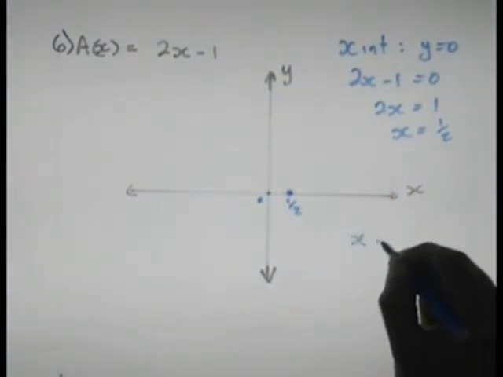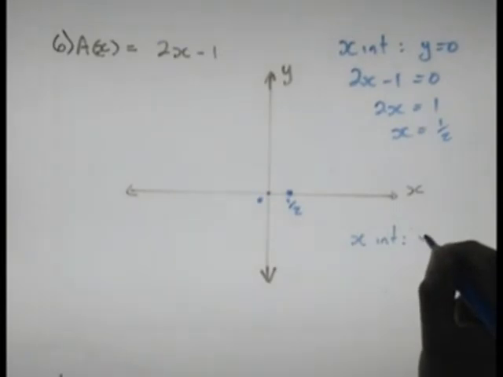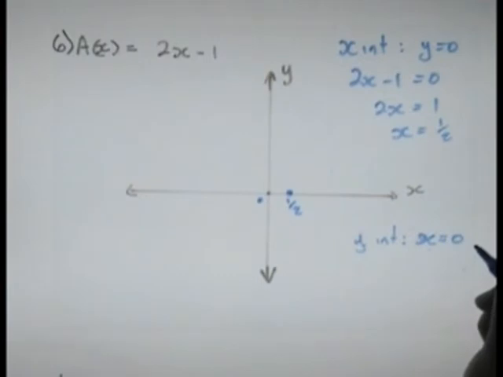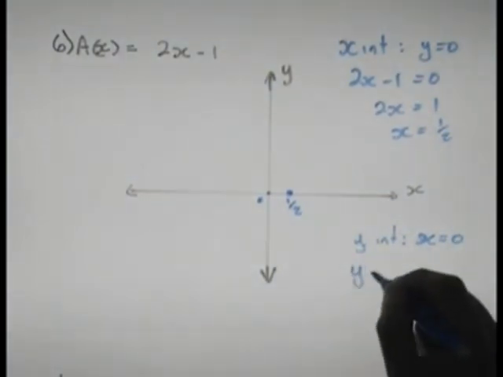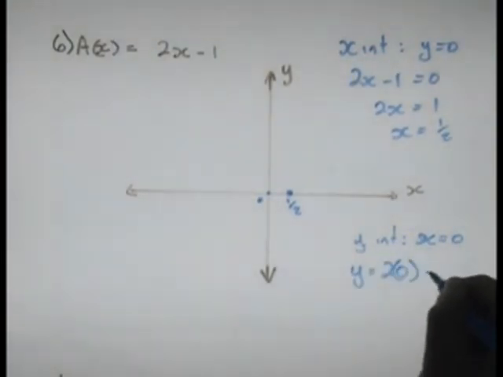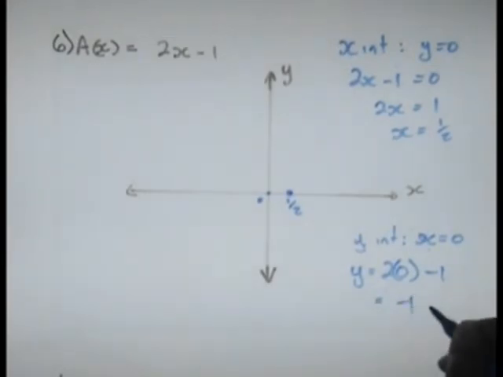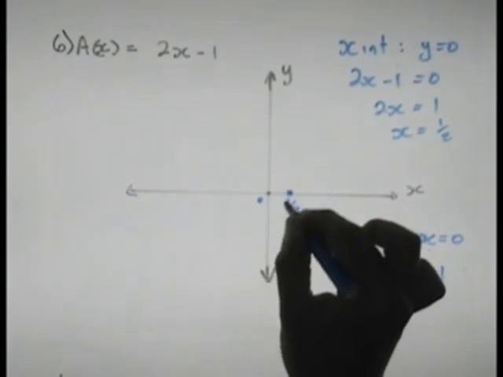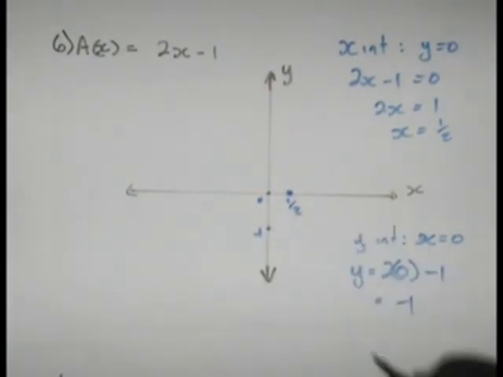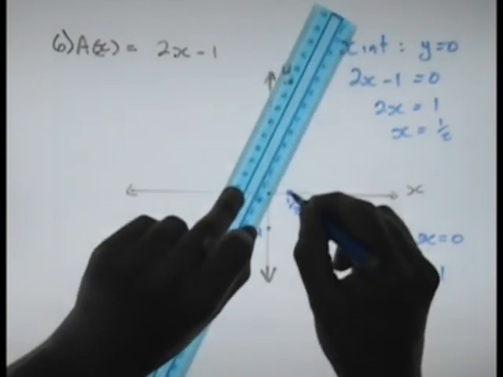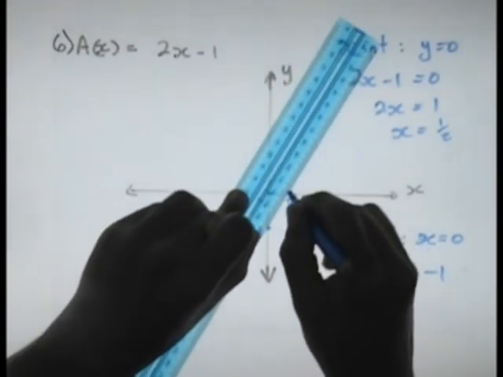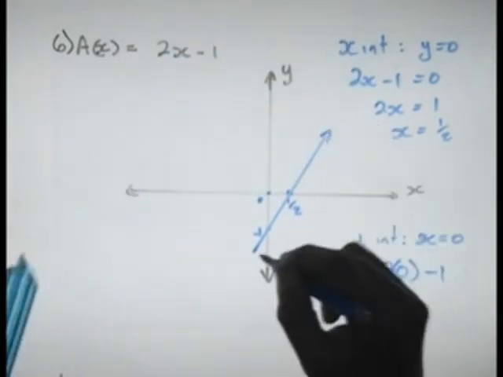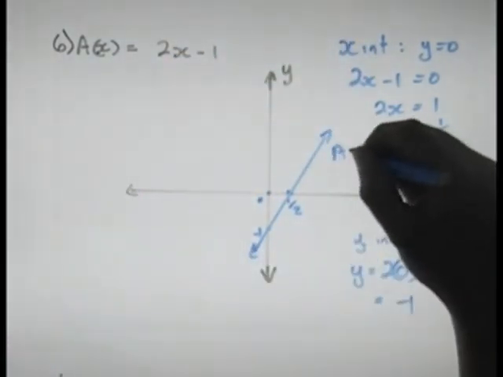The y-intercept happens when x is equal to 0. That means that y is equal to 2 times 0 minus 1, which is equal to negative 1. x is equal to 0, y is equal to negative 1. Now all I do is take my ruler and join the dots. And that's the graph a of x.